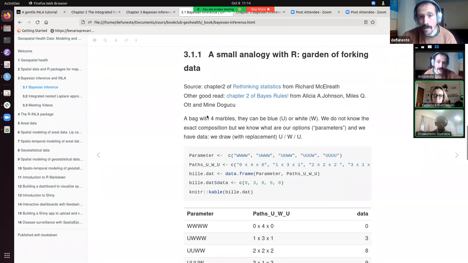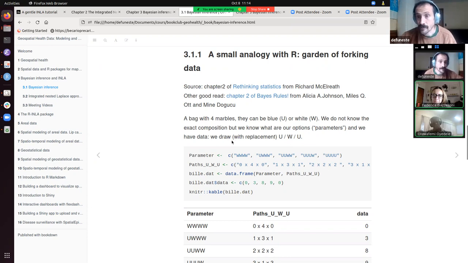Okay, so let's take a bag of four marbles. They can be blue, they can be white. So two colors, that makes stuff easier. And obviously marbles are discrete, you can count them. We do not know the exact composition. We don't know what's inside the bag. We just know that it's four marbles, but how many blue, how many white, we don't know. But we know what our options are. I will call them parameters, not exactly parameters. Parameters will be defined a bit more later, but let's call them that to make it easier.